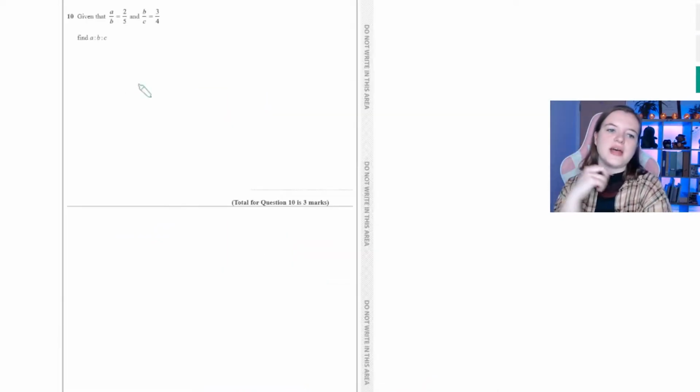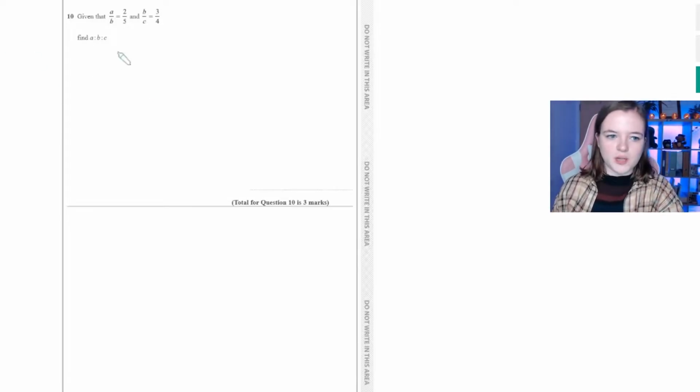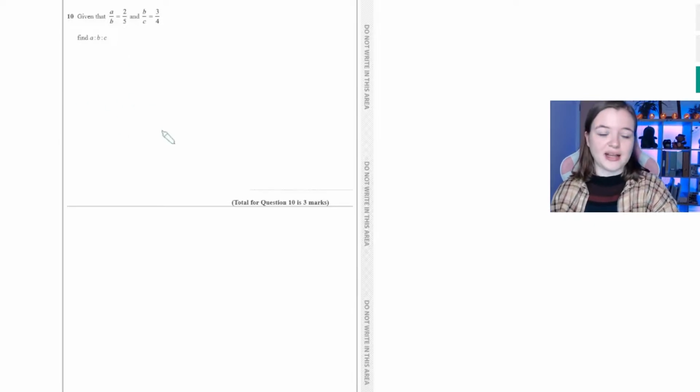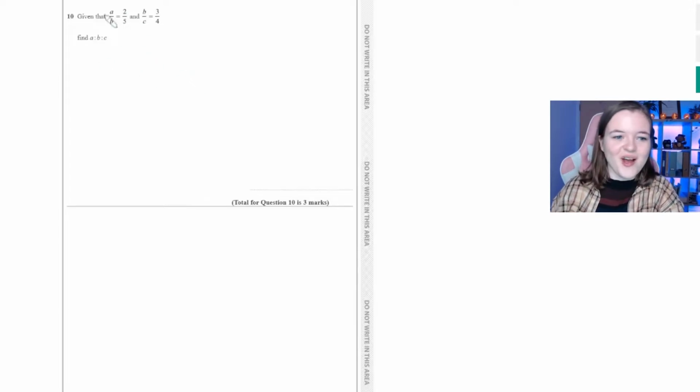Question finished. Given that A over B is equal to 2 over 5 and B over C is equal to 3 over 4, find A to B to C. Okay, so my first go-to thought here is, what do I know about the relationship between fractions and ratios? So I know that if a fraction equals a fraction, I can convert that to a ratio by some mystical mathematic means, right? So what I'm going to do here is convert these into a ratio.